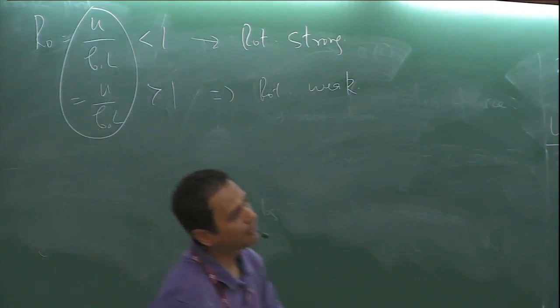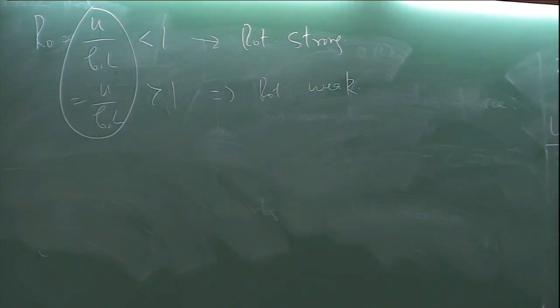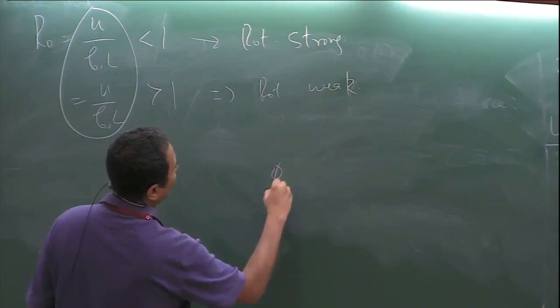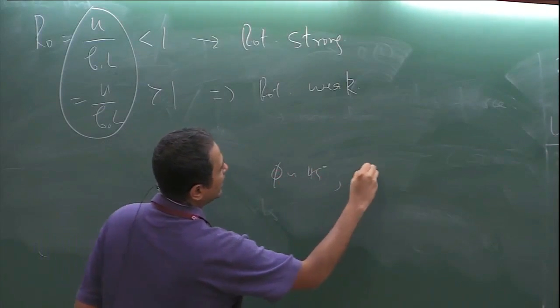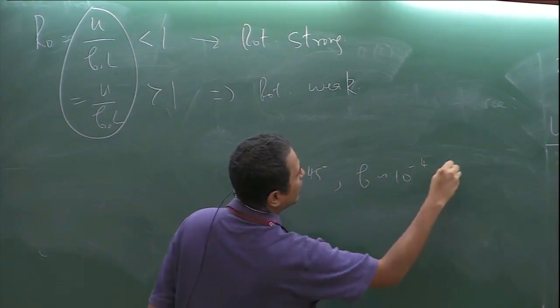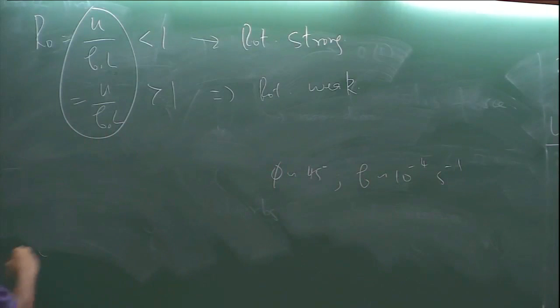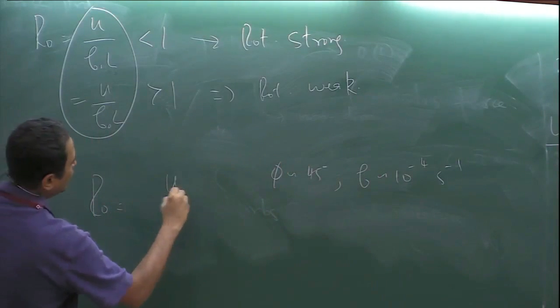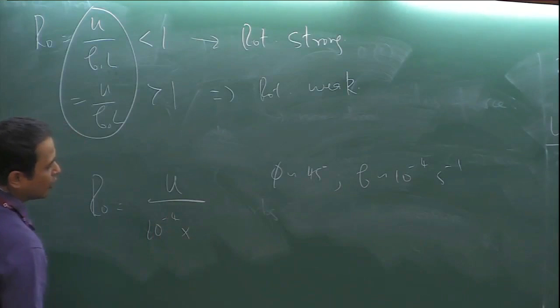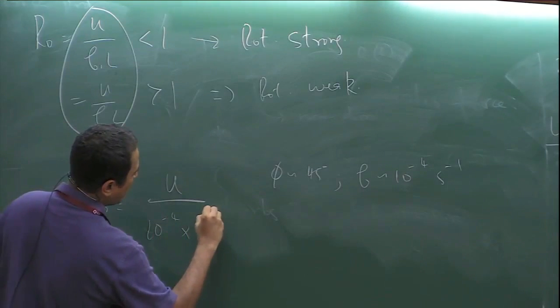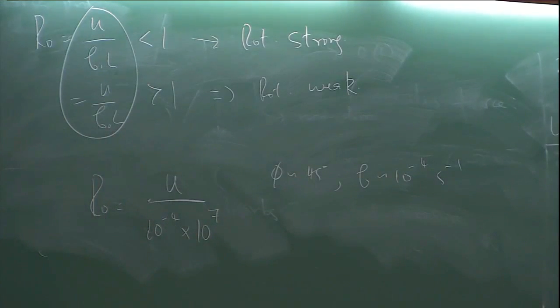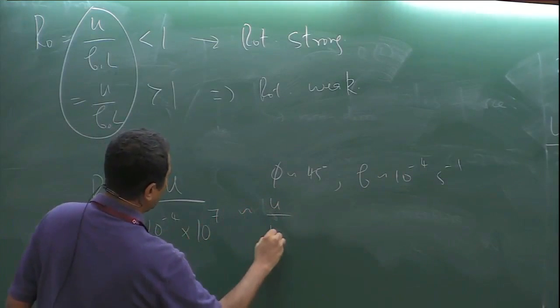So let's try to verify it for some of these systems over here. The first thing we looked at was this guy, right? So what is the scale of this? We said the scale of this is approximately 10,000 kilometers. Your f naught, let's say your phi is approximately 45 degrees, so your f is about 10 raised to minus 4 second to the minus 1. So what is Rossby? It is going to be U by 10 raised to minus 4 into 10 raised to 7, right? So this is basically U by 10 raised to 3.